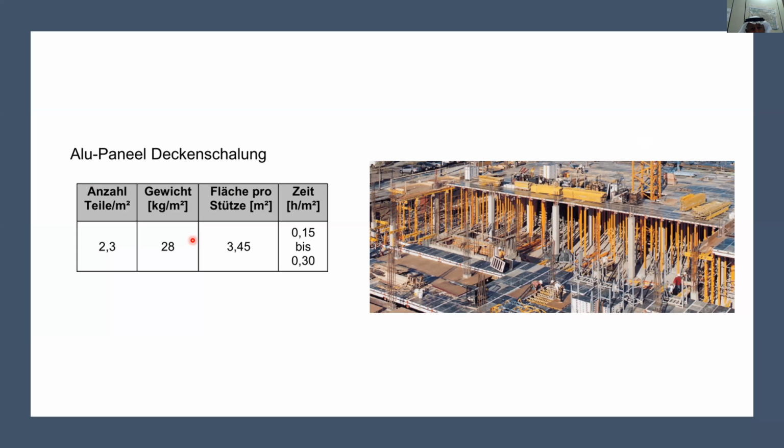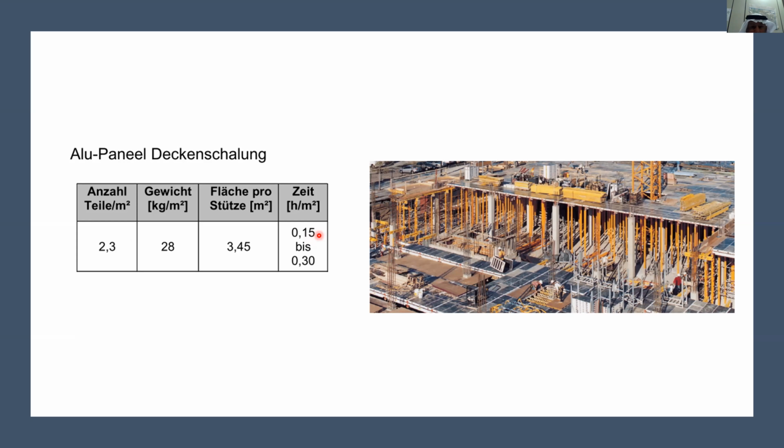What you need, how many parts you need for these aluminum panel decks. You need only 2.3 parts per square meter. So the number of parts in your system is important, because this is also costing time to erect and to remove. And you can be really fast to mount this panel deck formwork.